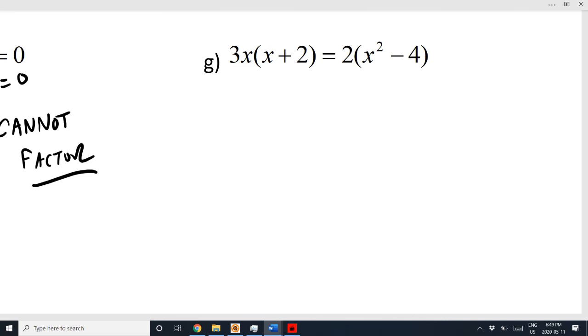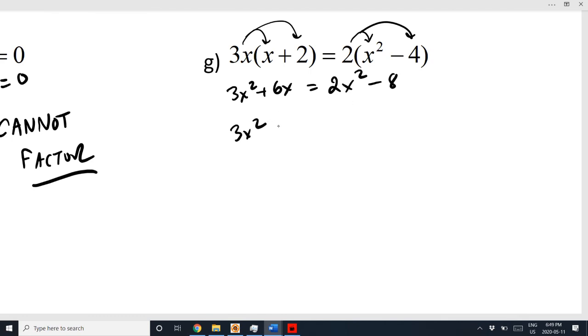Okay, so the first thing I'm going to do is let's rainbow everything in. So we have 3x times x, that's going to be 3x squared plus 6x. And if we rainbow it in this side, we'll get 2x squared minus 8. Now we can move everything to one side and collect like terms. So let's do that. So we have 3x squared minus 2x plus 8. So I just move these two over to this side here. Plus 6x is equal to 0.